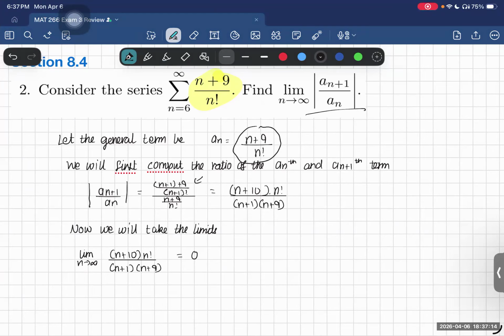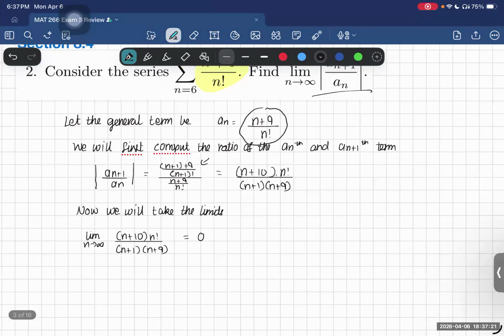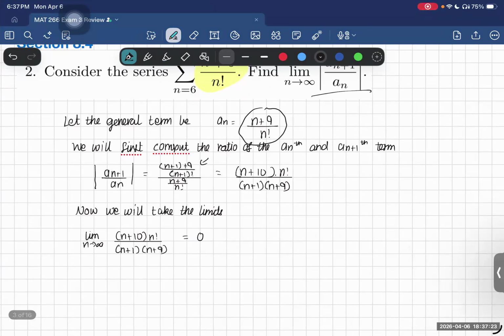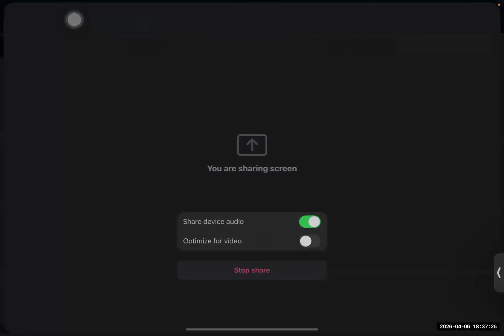Okay. So now we will compute the limits. So we were asked to find what is the limit as n tends to infinity. All right. So the limit as n tends to infinity was n plus 10.